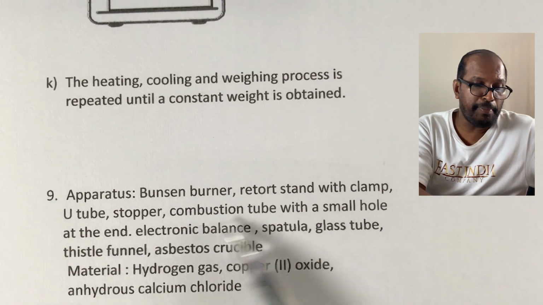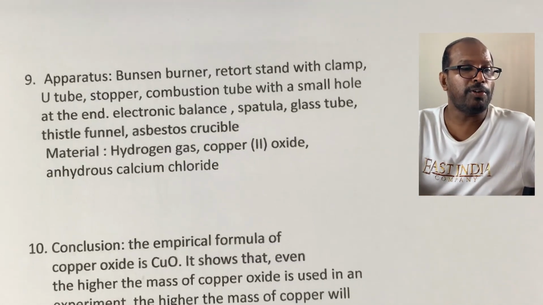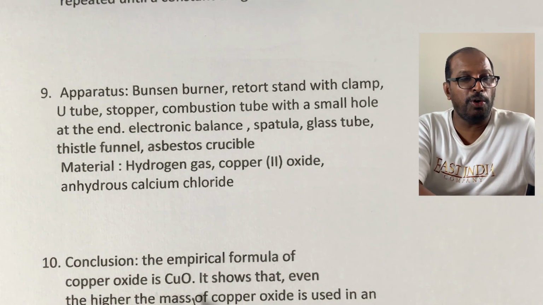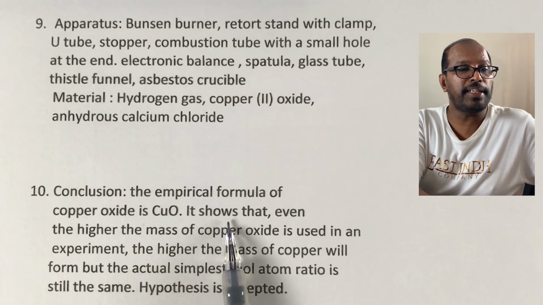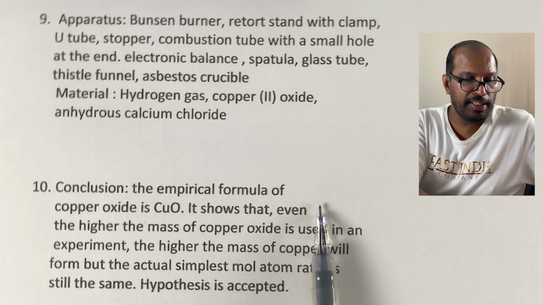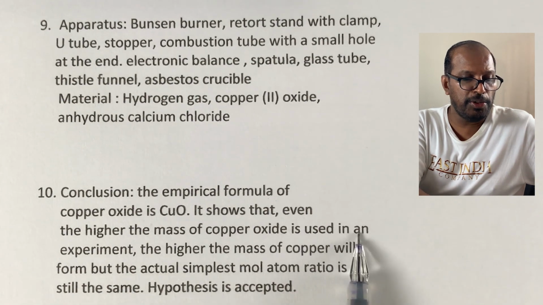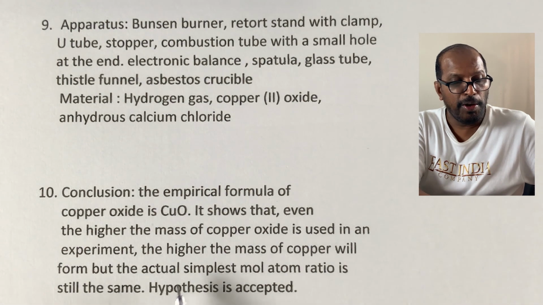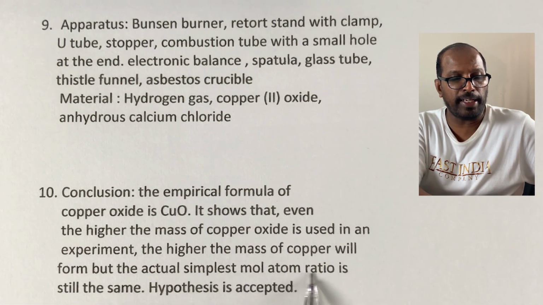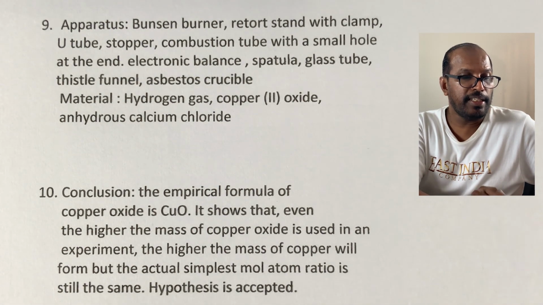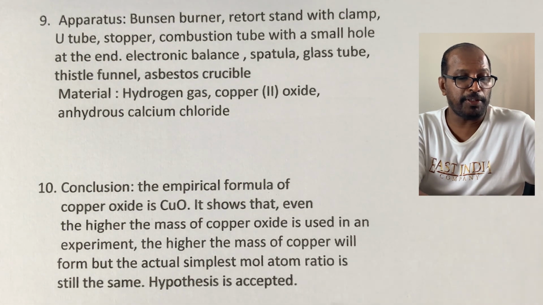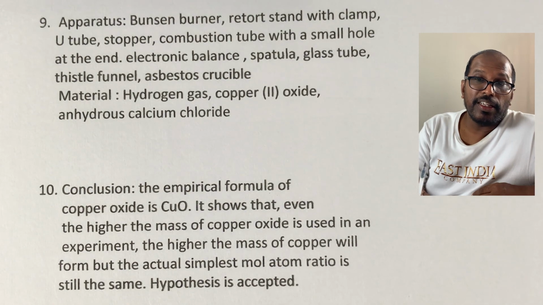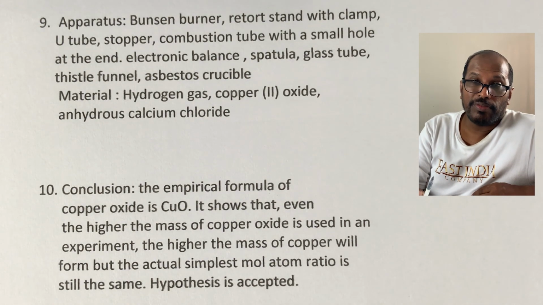They are the apparatus. Now we can conclude that the empirical formula of copper oxide is CuO, and this shows that the higher the mass of copper oxide you use in the experiment, the higher the mass of copper that will be formed, with the atom mole ratio still the same. Therefore, we can say that the hypothesis has been accepted and we have completed the experiment. Thank you.